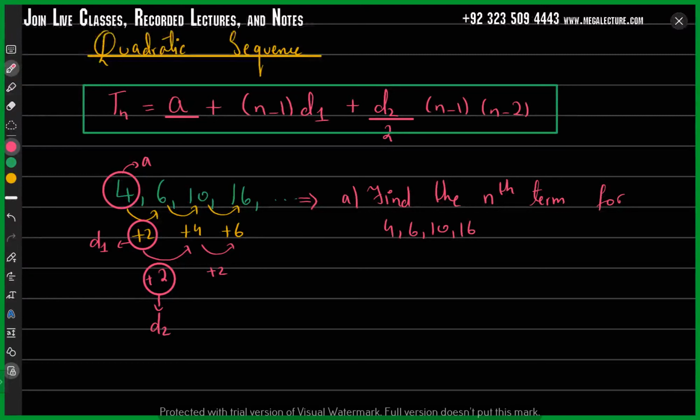What is the formula for quadratic sequence? Here is the formula for quadratic sequence. So we need A, we need D1, we need D2. I have told you D1 is basically the first difference. That is 2. And D2 is basically the difference of difference. That is fixed, right? It's again 2. So this is D1 and this is D2. And now I need to plug in the values.